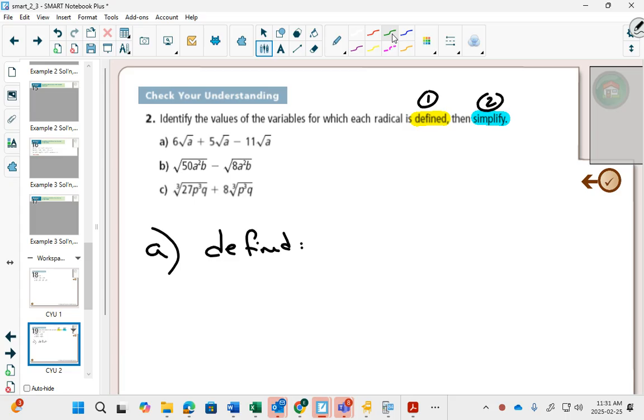So first of all, define. We learned that you cannot square root, fourth root, sixth root, any even root of a negative. So I have square roots here, and I know that I can't square root a negative. Can you see that if A is negative, that's bad? If A is positive, it's good. How do I write positive numbers and also 0 is fine? I would say it's defined when A is bigger than or equal to 0.